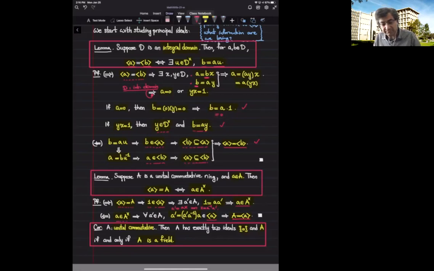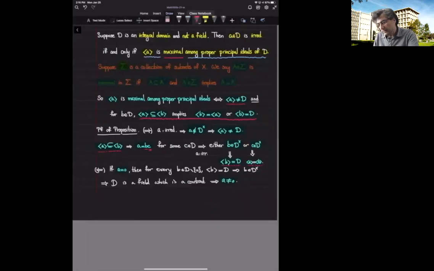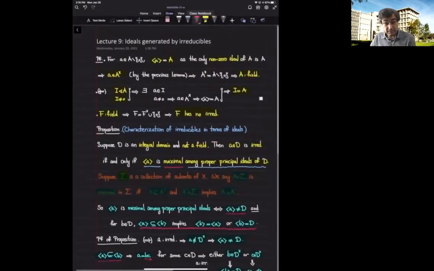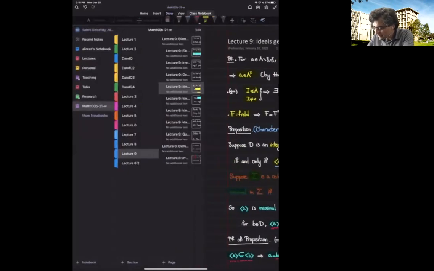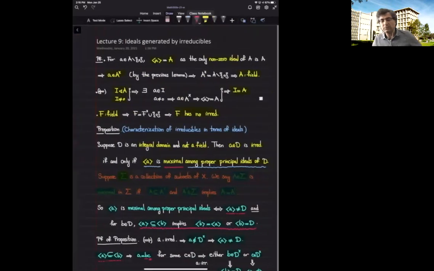Okay, so again, this is an if and only if statement. I have to go from right to left and left to right. Let's start from left to right. So under the assumption that we have exactly two ideals, I want to show that it's a field. The first thing that we notice is that because these are two distinct ideals, it's a non-trivial ring.